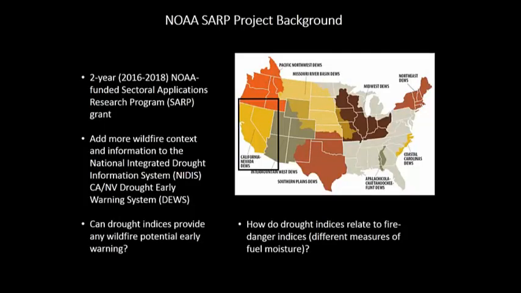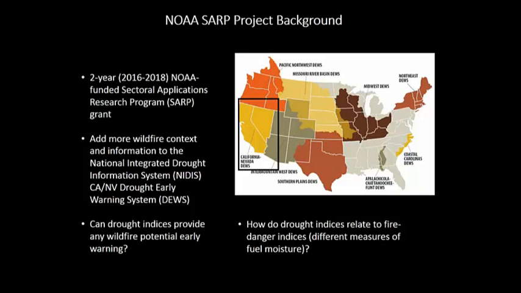So now that you have a little bit of background on the evaporative demand and EDDI and how it might relate to fire, I want to get into our main project that we've been working on, rating EDDI and other drought indices mostly to fuel moisture. So we have a 2-year project that's funded by NOAA. It's a SARP project, which is the Sectoral Applications Research Program. It shows there it ends in 2018, but we actually got a 1-year extension on that project, so we'll be wrapping it up next summer.